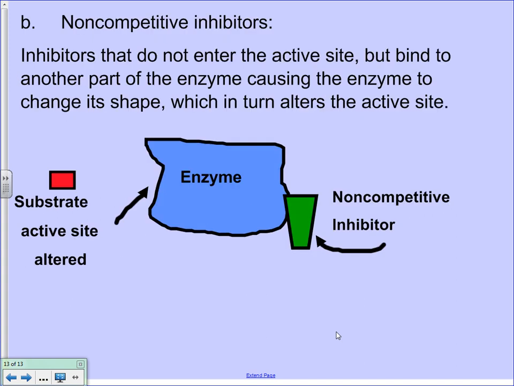Non-competitive inhibitors work a little bit differently in that they don't act on the active site, but they act on another region on the enzyme. When they bind to that enzyme, they change the shape of the enzyme, which alters the active site, and the substrate will not be allowed to bind to it. A lot of our poisons work very similarly to this in that they change the shape of enzymes in order to make enzyme activity very ineffective.